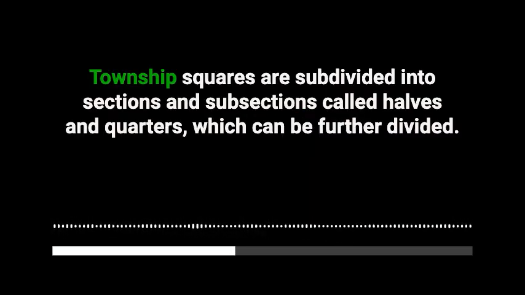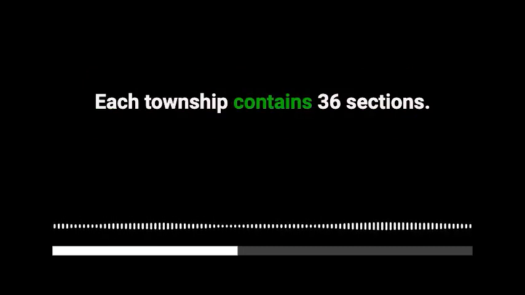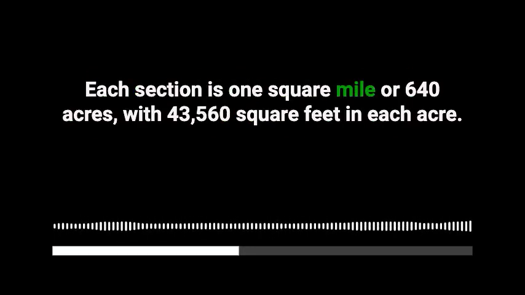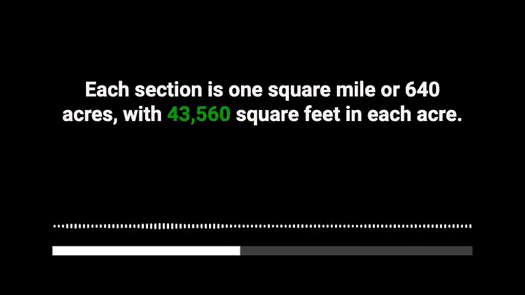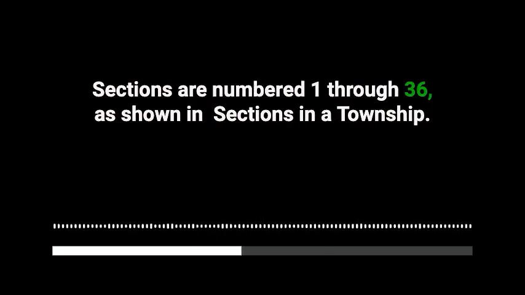Sections. Township squares are subdivided into sections and subsections called halves and quarters, which can be further divided. Each township contains 36 sections. Each section is 1 square mile or 640 acres, with 43,560 square feet in each acre. Sections are numbered 1 through 36, as shown in sections in a township.